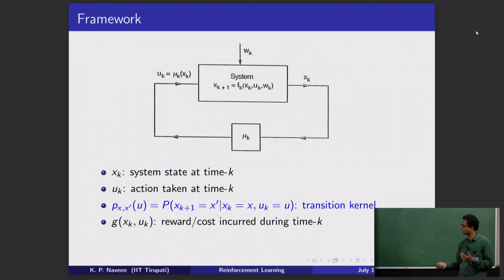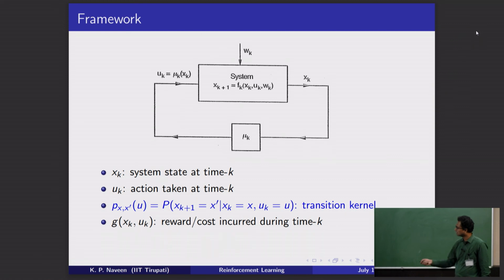For one of the examples I talked about this, right? So this essentially means probability. If you take action u at time k and this was your current state, what is the probability that the next state is some other x dash? So this is the transition kernel.